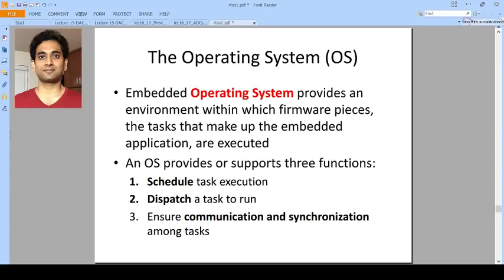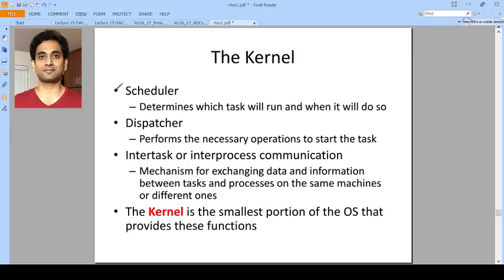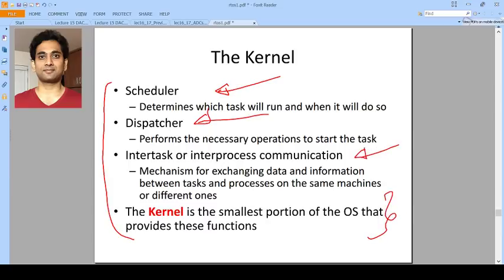But a real-time operating system is an operating system in which there are hard deadlines for tasks. An operating system, we definitely know, provides these functions. It provides scheduling a task, it provides the function of dispatching a task to its run state, and it makes sure that data is transferred efficiently between the different tasks. These are the jobs of an operating system. Now, a kernel is a subset of an operating system that performs the job of scheduling, dispatching, and inter-process communication. So a kernel is the smallest portion of the operating system that provides these functionalities.